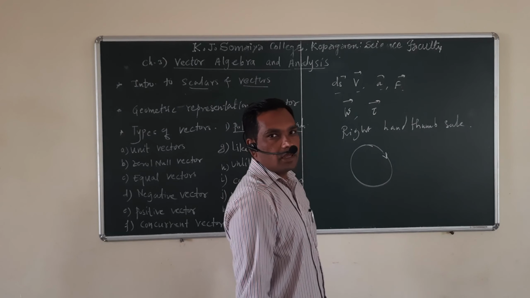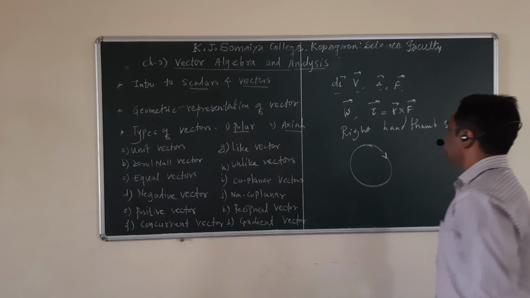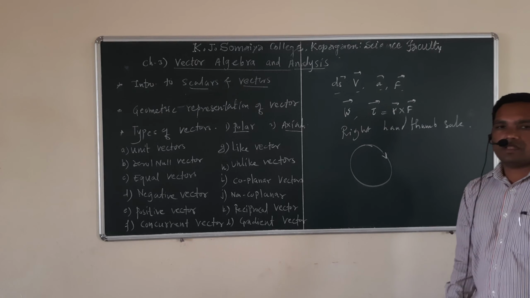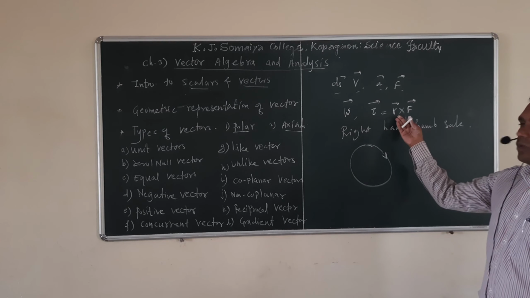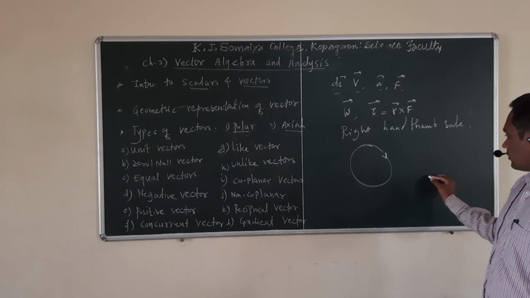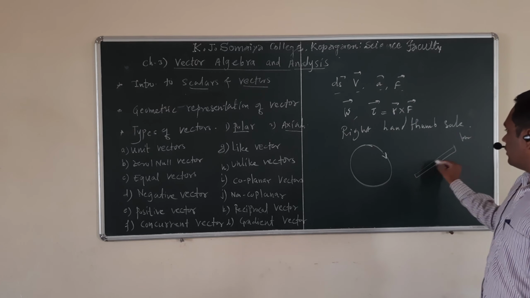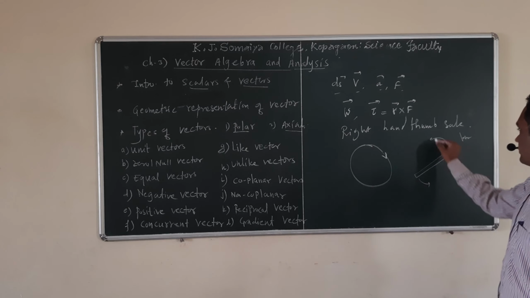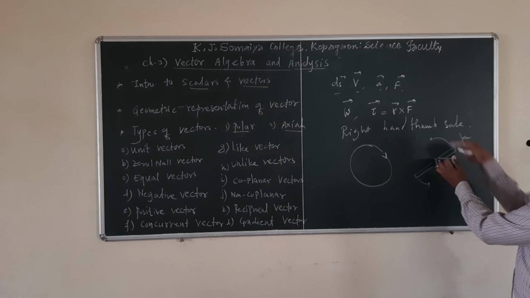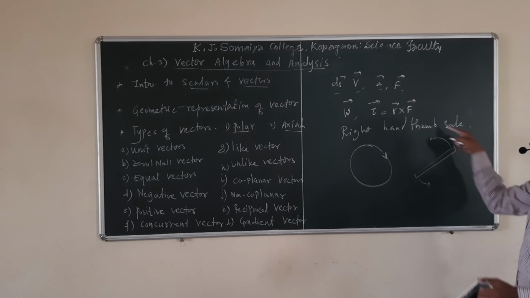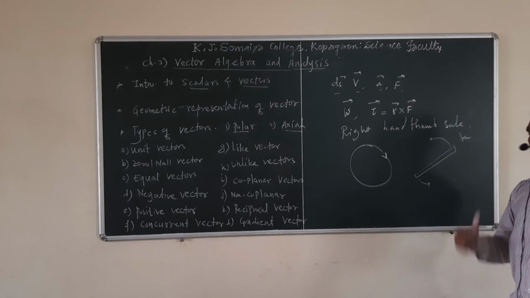Next one is torque. Generally torque is represented as the cross product R cross F. What is meant by R and what is meant by F? This is for rotational motion. Suppose you take a bar moving in this plane, and suppose this is the axis of rotation, and the bar is moving like this. We have to find out the torque for this motion.